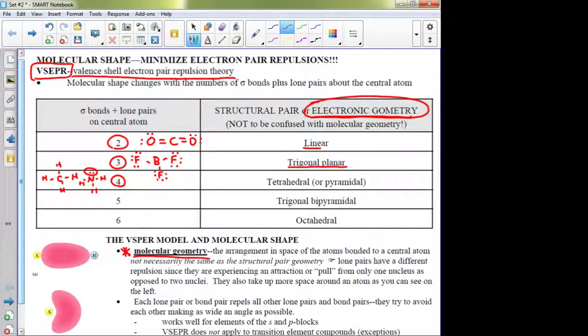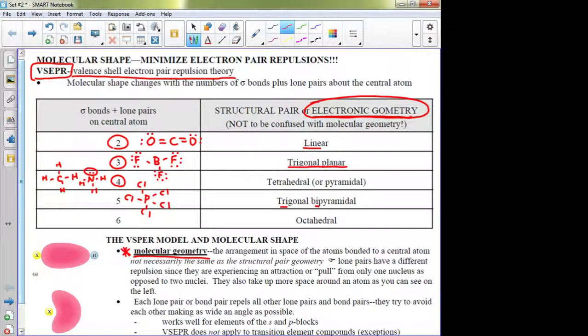This is just electron geometry. We haven't gotten to molecular geometry yet. Trigonal bipyramidal would be something like PCl5. To me this one's easy because tri means 3, bi means 2, so 3 plus 2 is 5. So if I have 5 things going on, then I know it is trigonal bipyramidal. Do we see that? Okay.